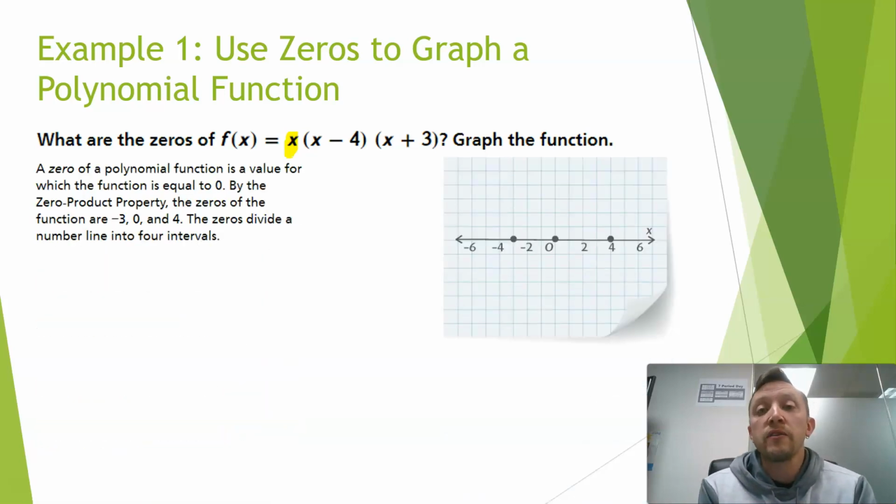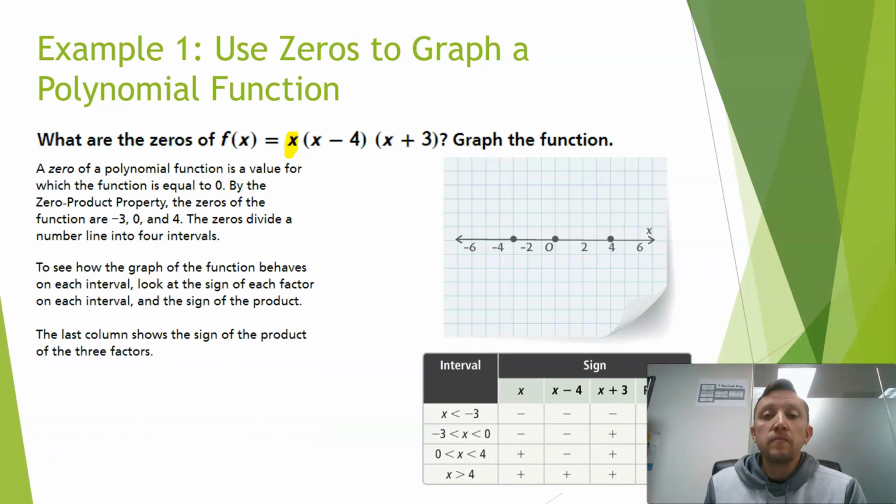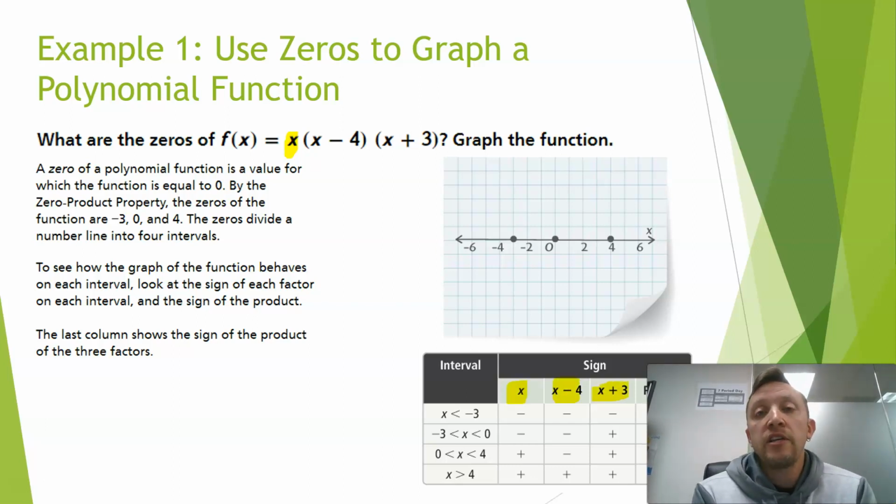If we're going to graph this function, that would be your first step. We would graph those on our x-axis. Those would be our x-intercepts. Now we want to figure out what the rest of that graph is going to look like. So we're going to create a table where each column has one of those factors: x, x minus 4, x plus 3.